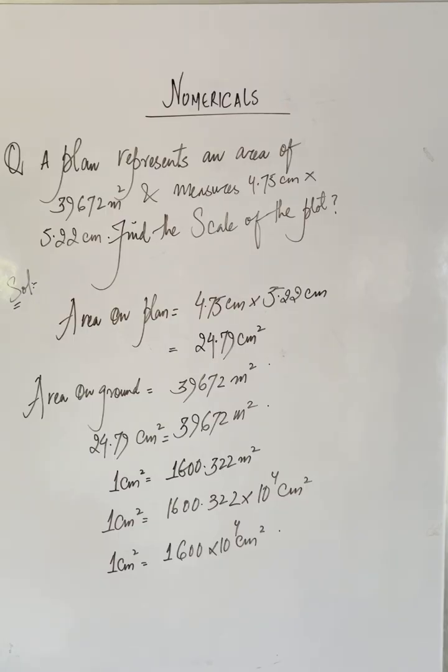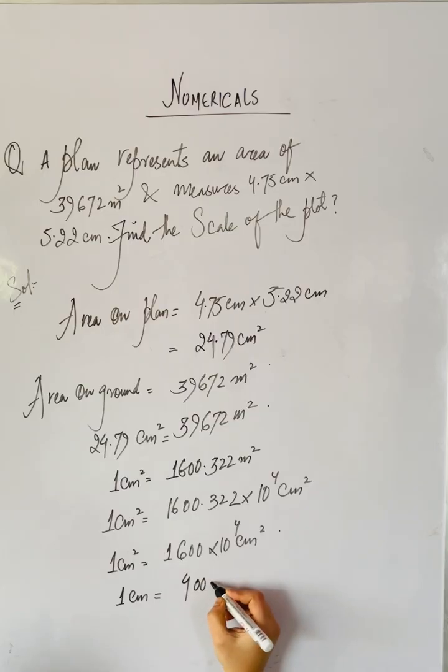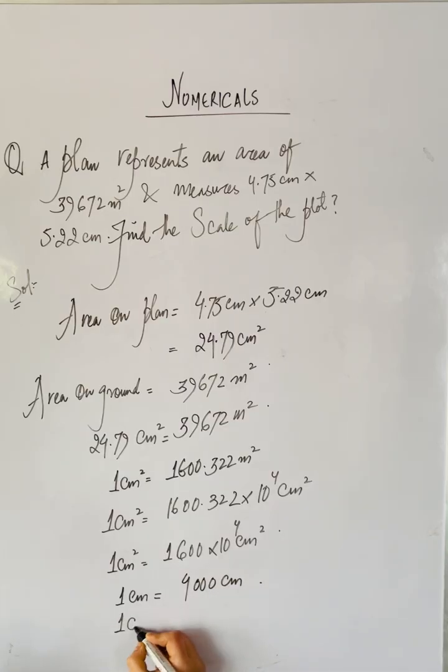By putting square root on both the sides, my 1 centimeter will be equivalent to 4000 centimeters. That means my scale is 1 centimeter is equal to 40 meters and my representative fraction is 1 by 4000. Right? So this was the question, and we found the scale of the plot, which came equivalent to 1 centimeter is equal to 40 meters. Every 1 centimeter on the plan represents 40 meters on the ground, and our representative fraction came equivalent to 1 by 4,000.